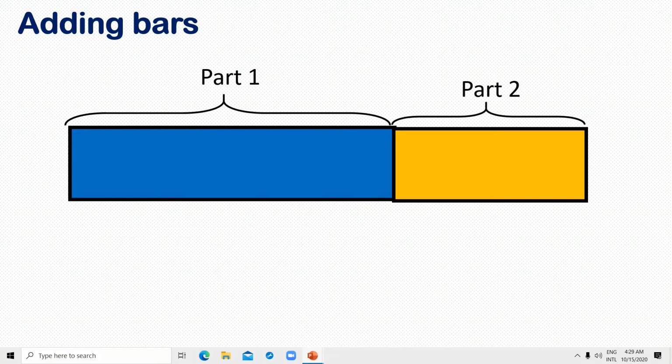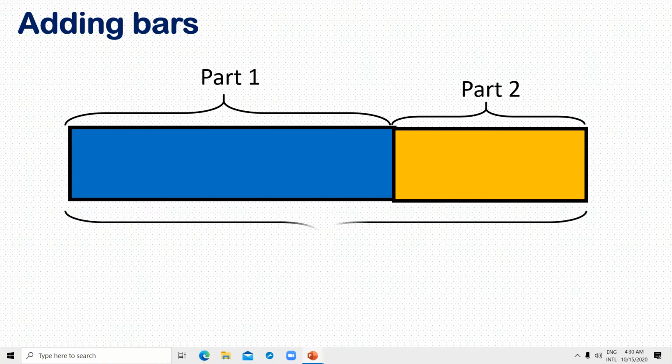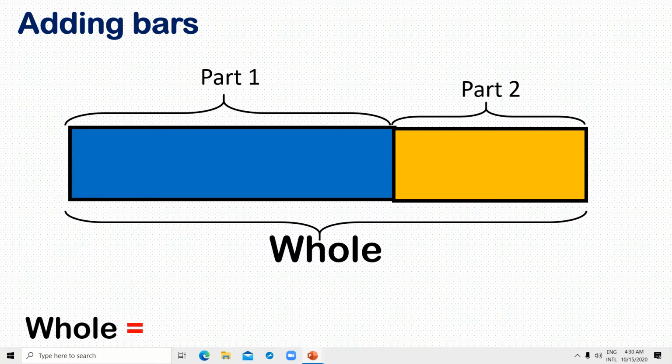Now we are going to make the whole. Whole is part 1 and part 2. Whole equal part 1 plus part 2. This is the word sentence. Whole equal part 1 plus part 2.